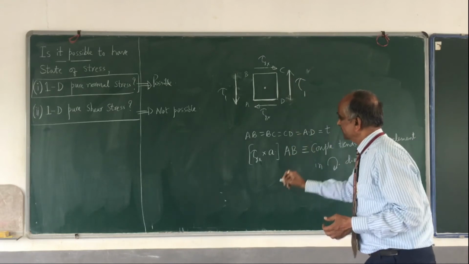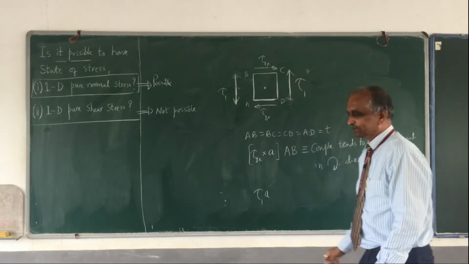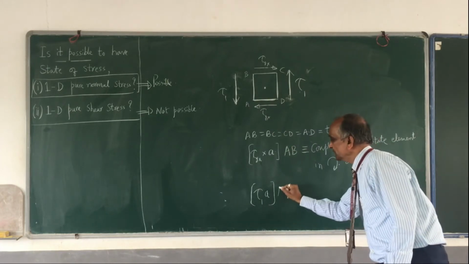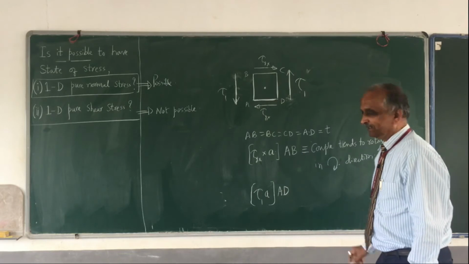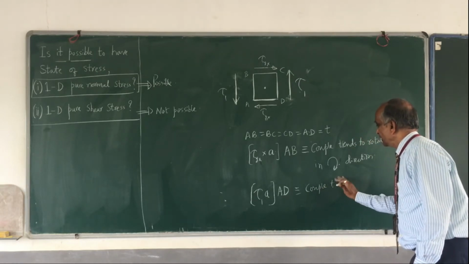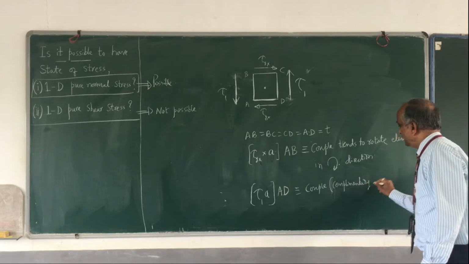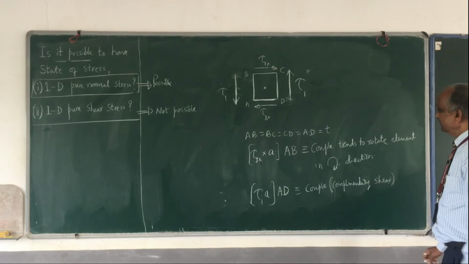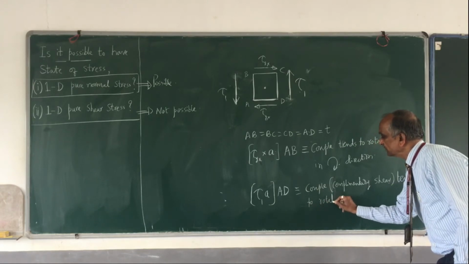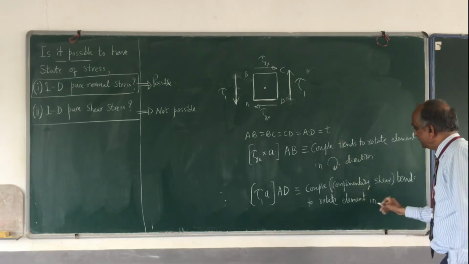So tau 1 multiplied by A is the force here, and tau 1 multiplied by A is the force here. This multiplied by what? What is the perpendicular distance between these two? That is equal to say AD, or BC. This is a couple. How do you get this couple? This is a couple due to what is called complementary shear. What does this couple do? This couple tends to rotate the element in the anti-clockwise direction.